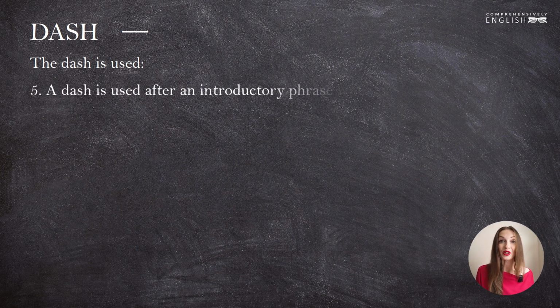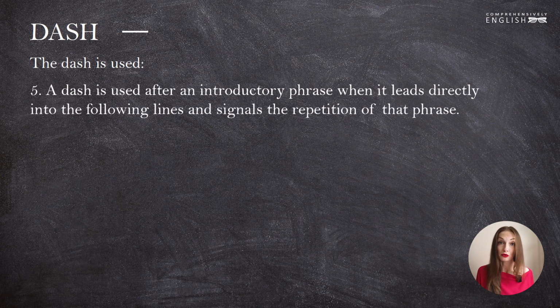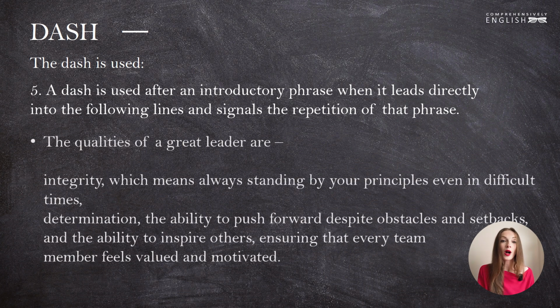And the last place where we can use the dash is after an introductory phrase when it leads directly into the following lines and signals the repetition of that phrase. Let's see. The qualities of a great leader are integrity, which means always standing by your principles even in difficult times; determination, the ability to push forward despite obstacles and setbacks; and the ability to inspire others, ensuring that every team member feels valued and motivated.